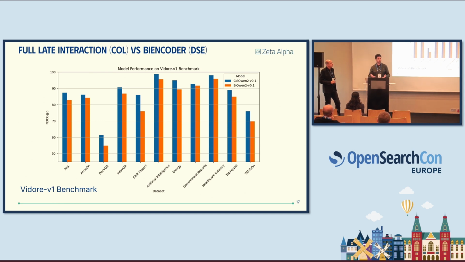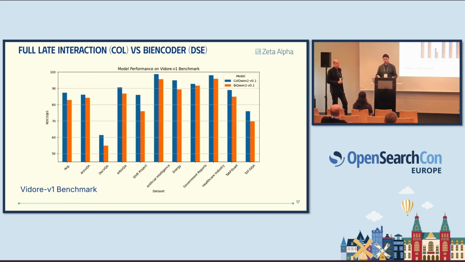The Col model represents the late interaction model, and the Bi model, the BiQwen, is the bi-encoder model or the DSE approach here. And these have exactly the same training, so exact same training data models. And as we can see, ColQwen on average performs around 5% better. But for Shift project, it's around 10% better, and we'll come back to that later. So this is the ideal case for late interaction.